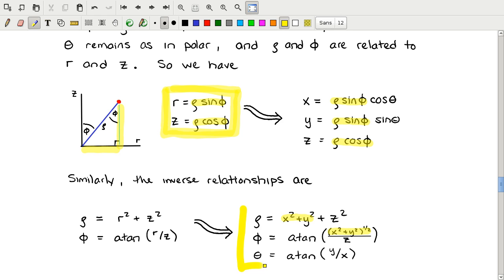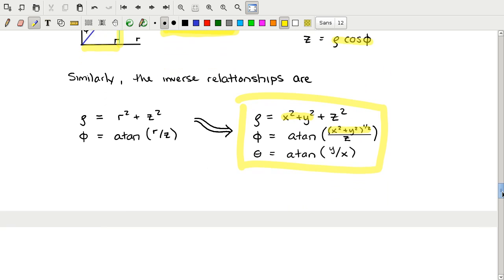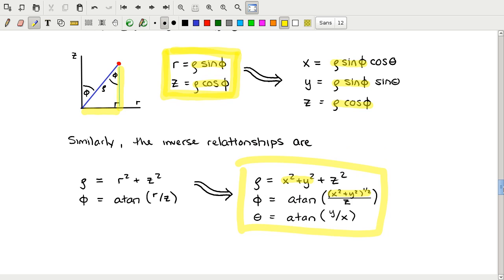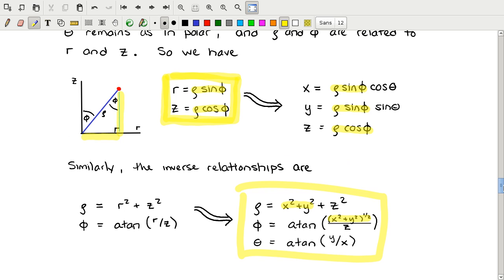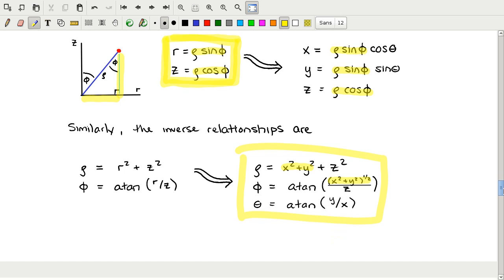So these are our inverse relationships that allow us to get from Cartesian to spherical. These are the equations for spherical to Cartesian. That's kind of a lot of information, so it's fine to pause and review, looking at the diagrams, and kind of let that soak in.